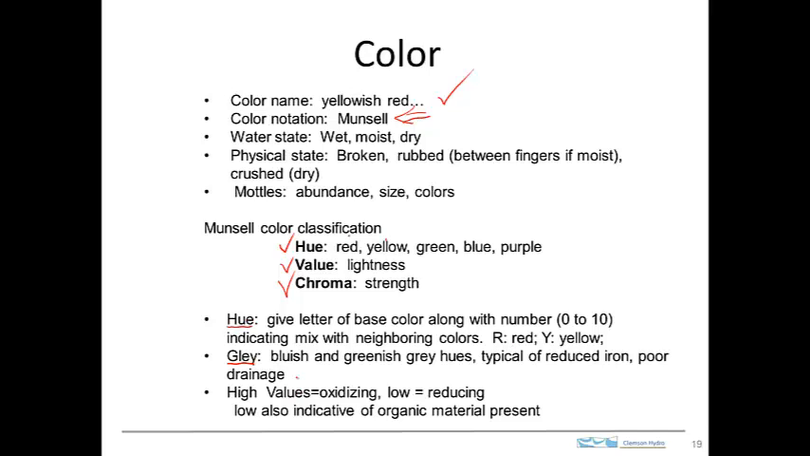Value is going to be important because it'll give us some indication about the oxidizing state. High values indicate oxidizing conditions, and low values indicate reducing conditions. Low values also will be indicative of the organic material that's present.